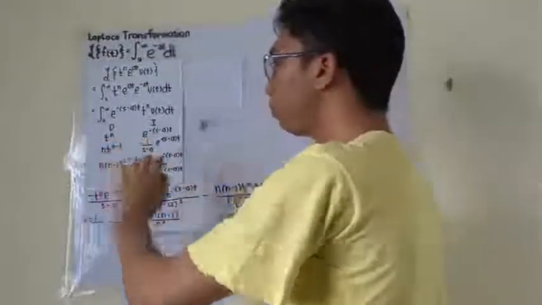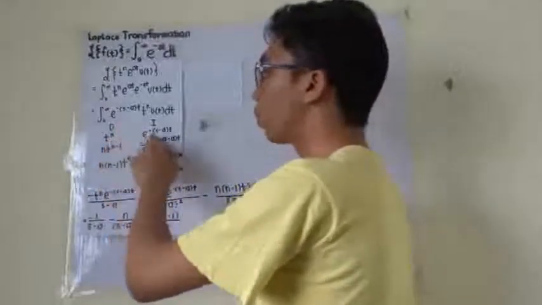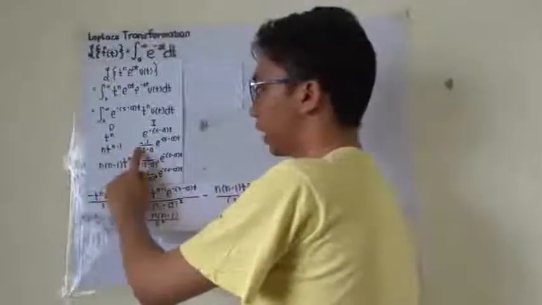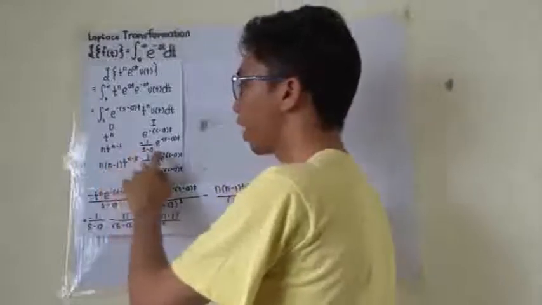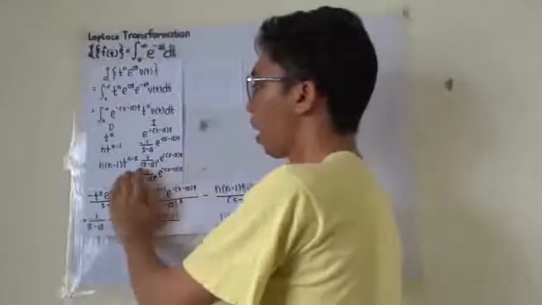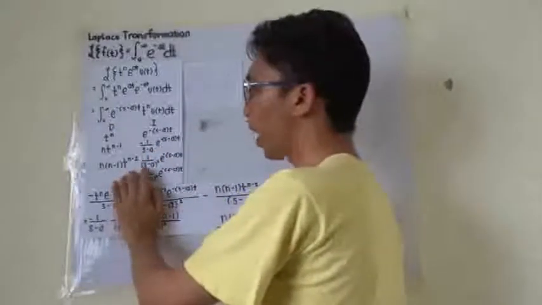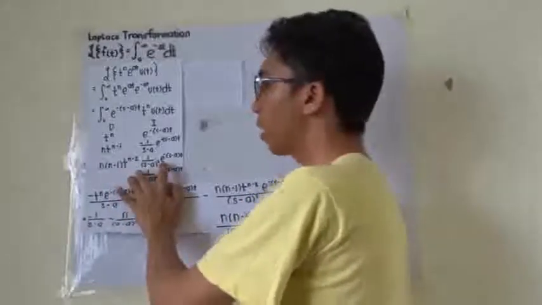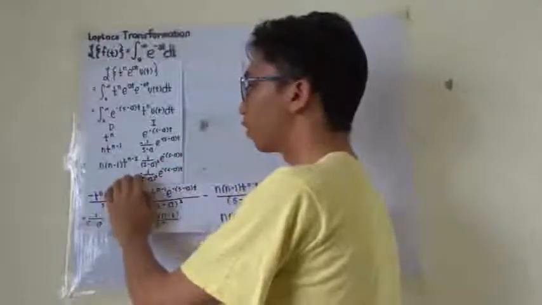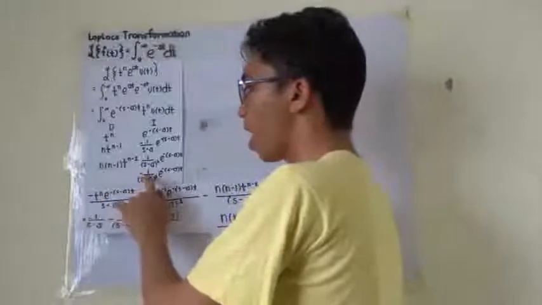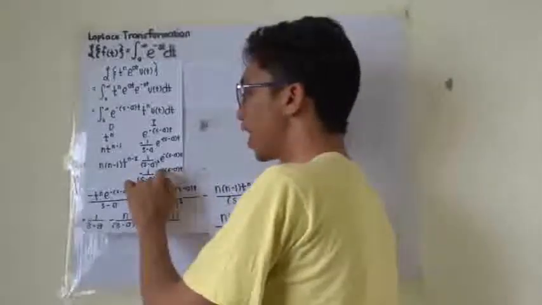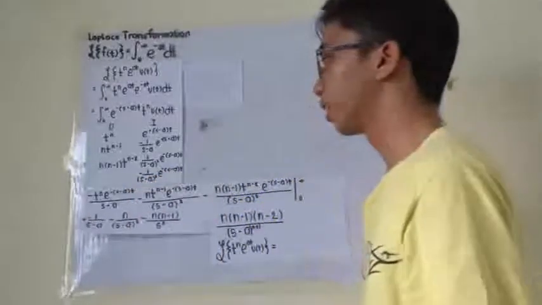integral part, we have e raised to negative quantity s minus a times t, and integrating it again, we have negative 1 over s minus a times e raised to negative quantity s minus a t, and we have 1 over s minus a squared times e raised to negative s minus a t, and we have negative 1 over s minus a cubed times e raised to negative quantity s minus a t using the power formula.